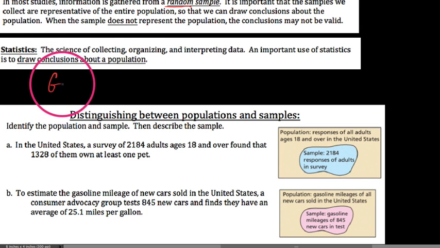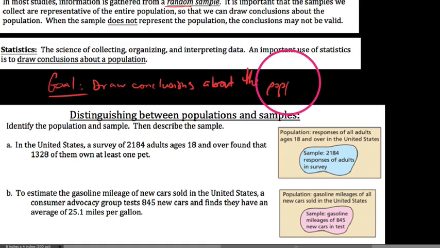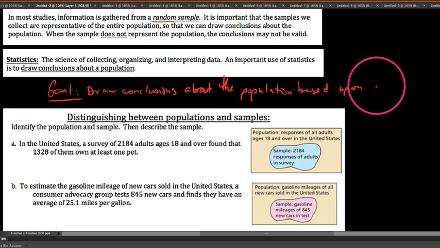So basically, here's what we're going to write here. We have a goal. Our end goal is to draw conclusions about the population. But the thing is, it's going to be hard to get all the population data. So we draw conclusions about the population based upon evidence from samples.